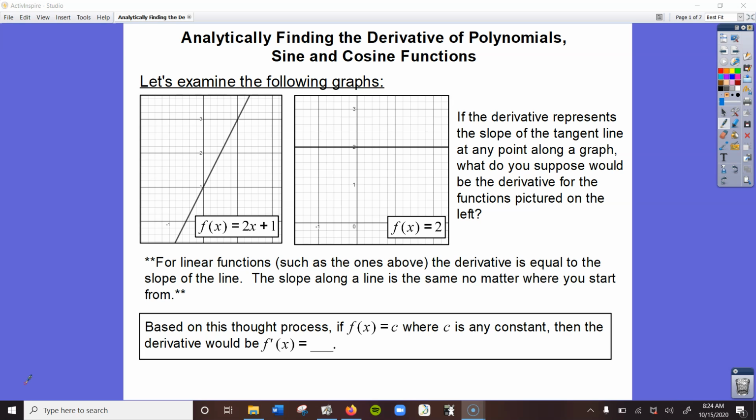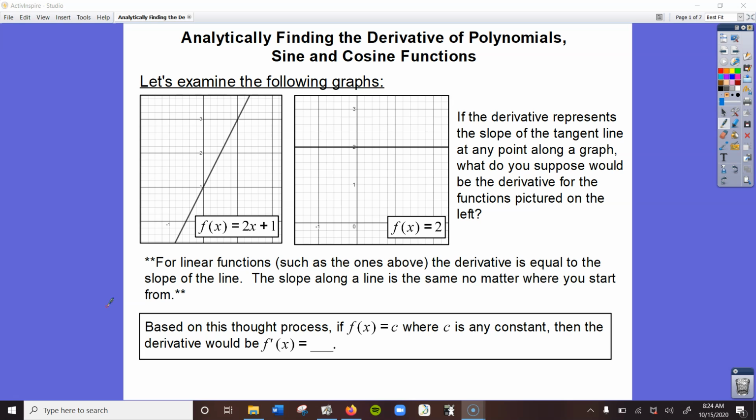Hey guys, today we're going to look at how to find the derivative without necessarily having to go through that whole limit process that we did in the previous lesson. So before we go ahead and examine how to do that, I want you to have a look at these two examples. This first one, f of x is equal to 2x plus 1, is clearly a linear function.